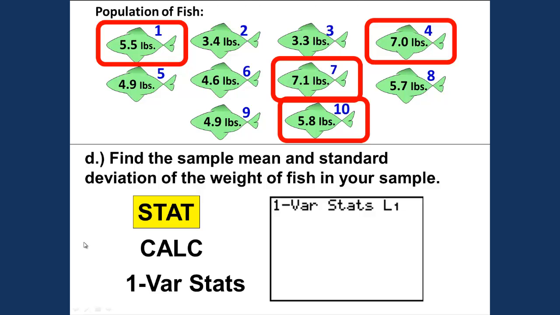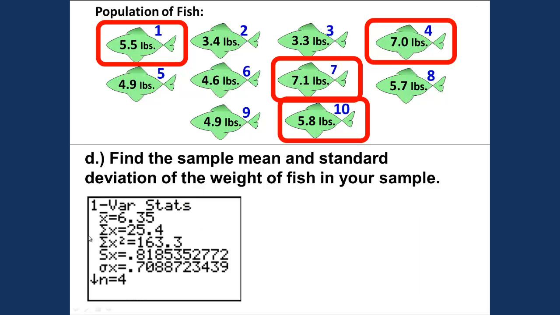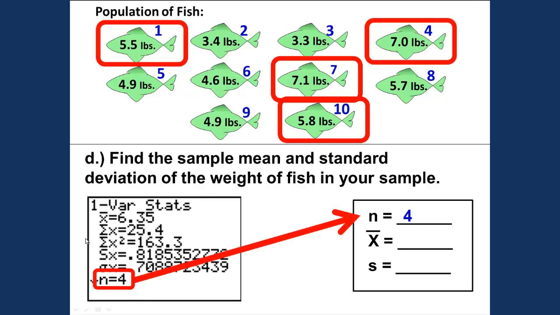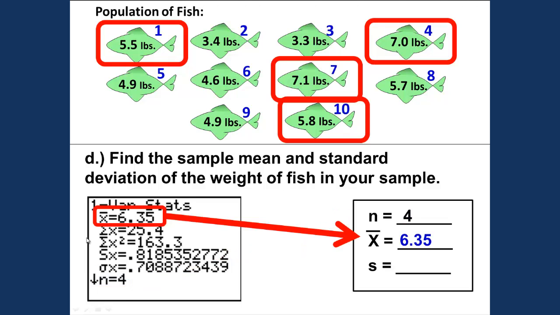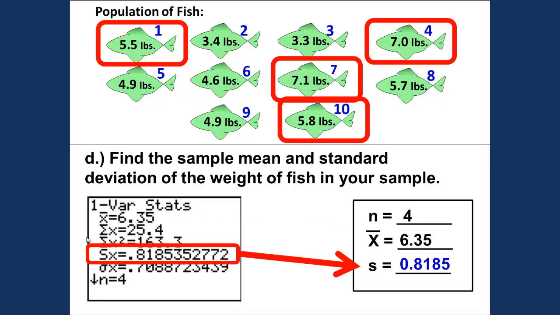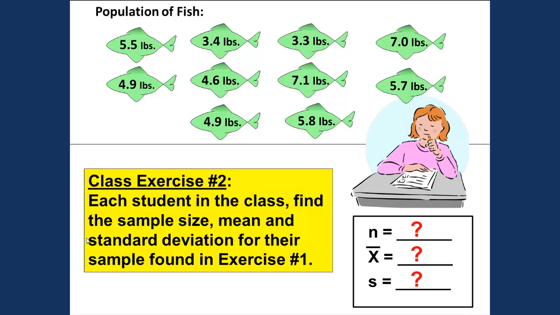Do one variable stats on list 1, remembering to press Stat, calculate, and then one variable stats, then second list 1. When we press enter, that will give us a sample size of 4, a sample mean of 6.35, and a sample standard deviation of 0.8185. You can pause and find the sample size, mean, and standard deviation for the sample that you found in exercise 1.